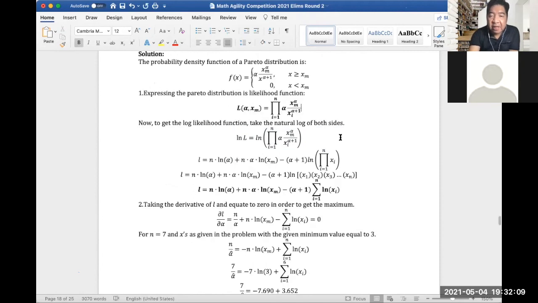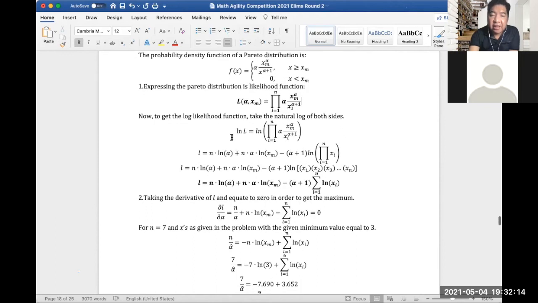Now to get the log likelihood, we will take the natural log of both sides. So ln of L equals ln of this product notation. By expanding them, ln L would be equal to n times ln of alpha, plus n times alpha times ln of x sub m. So we brought down alpha, and then the division means it's minus in the ln.